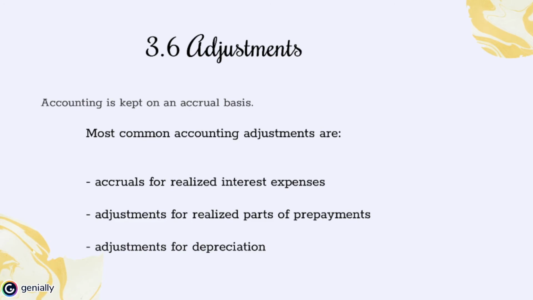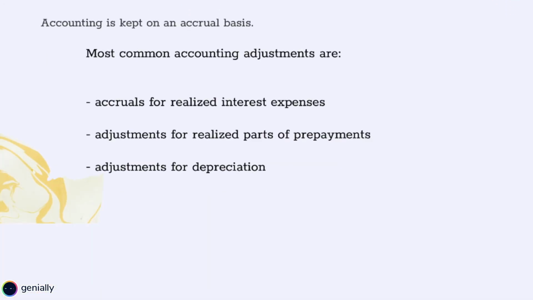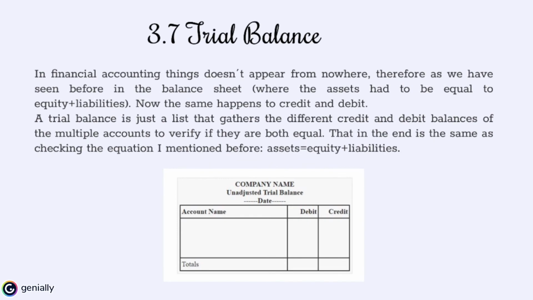The last part of the lesson refers to the trial balance, that in a very simple way is just the small table we make to verify once more that the accounting equation, assets equal equity plus liabilities, is correct. In order to do this, we just make, as I said, a small table and we start rewriting all the debit and credit accounts with their quantities and just check if they are the same.